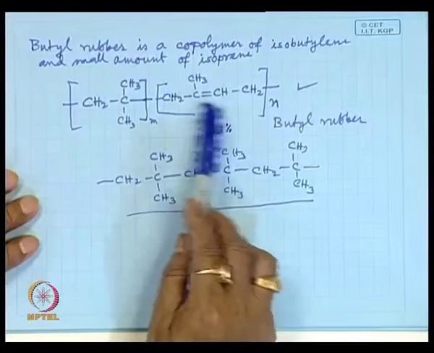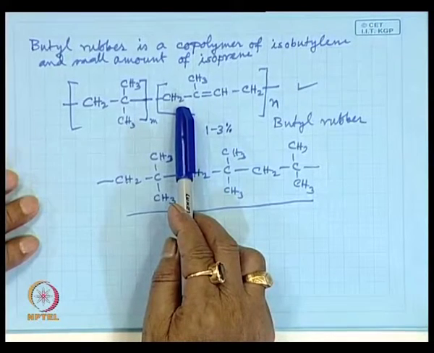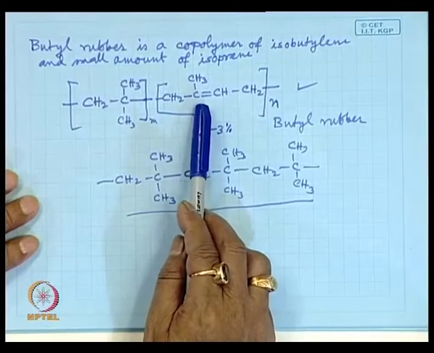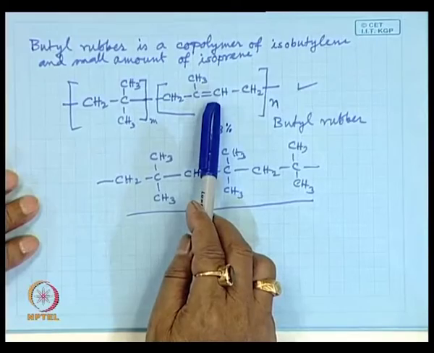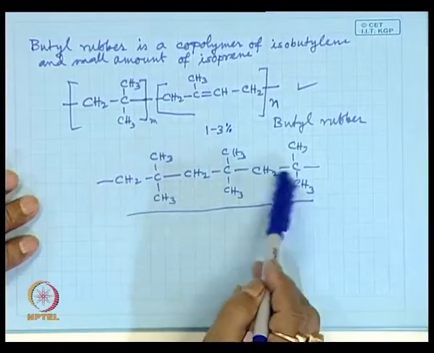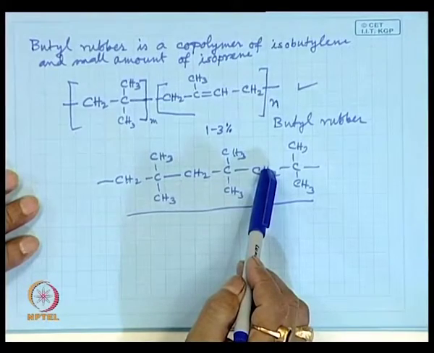If you take natural rubber, because of the presence of the double bond in the isoprene unit, it is not stable towards that high temperature. It will break and the polymer structure will be destroyed, but because of this saturated backbone chain structure, this polymer is stable to very high temperature.